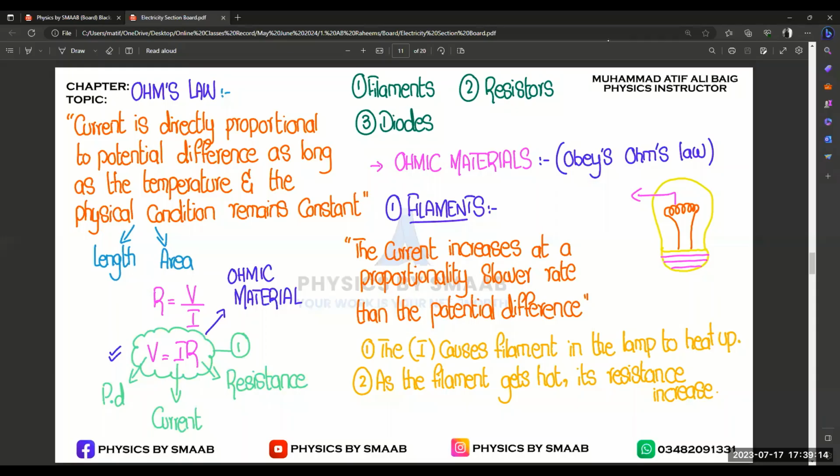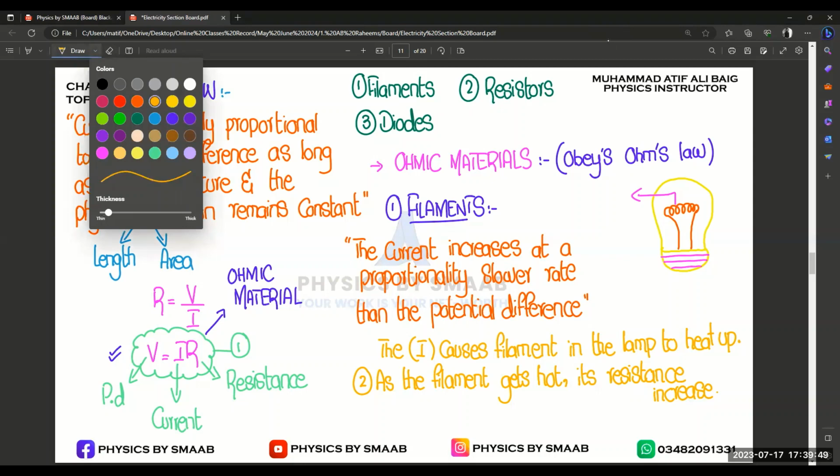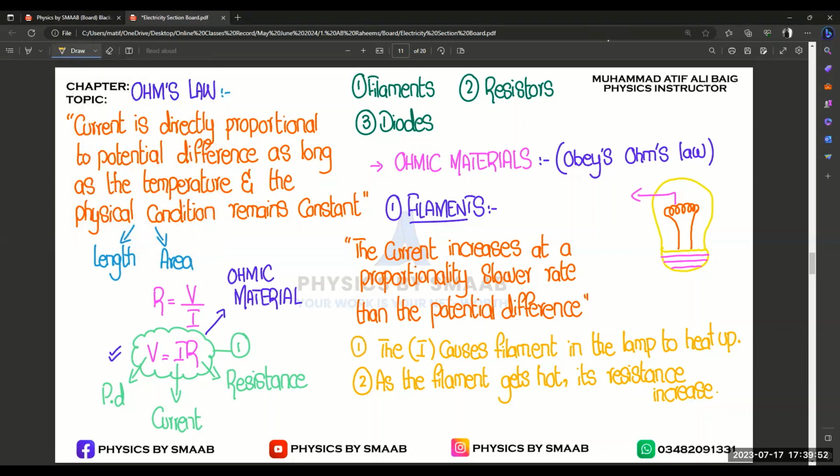Their server issue. Okay, so basically we're talking about the filament. Again, I will repeat that current increases at a slower rate, right? It means voltage is moving fast as compared to electric current. So this is the sequence of current and potential difference in a filament: current increases slowly, potential difference increases quickly. So there is a difference in the increasing rate of current and voltage. And the second thing is that resistance also increases with an increase in temperature, right?